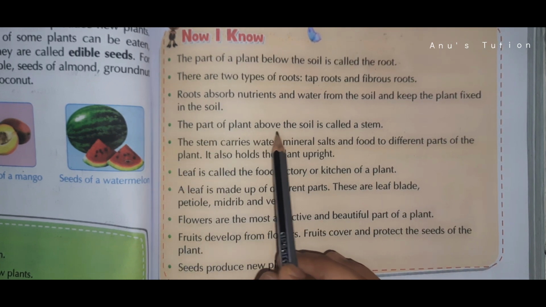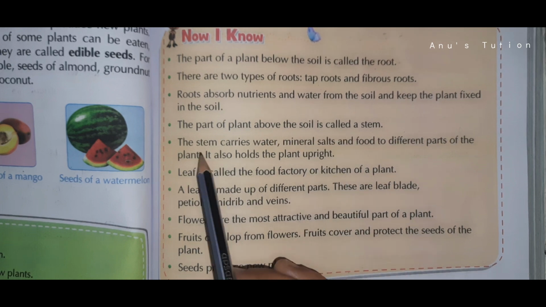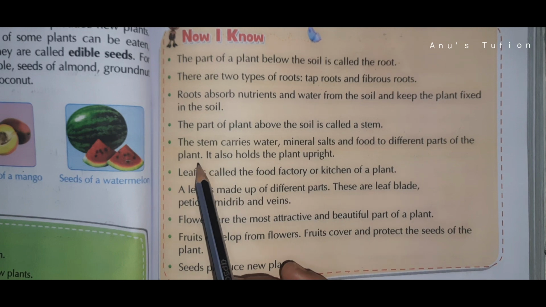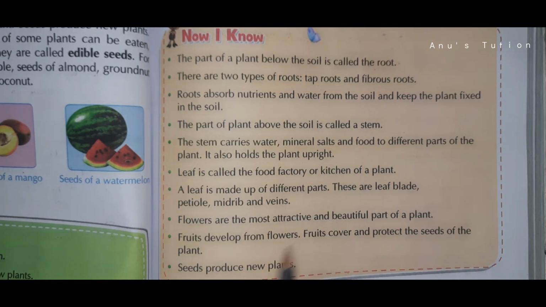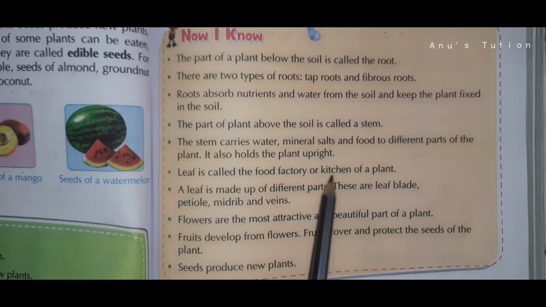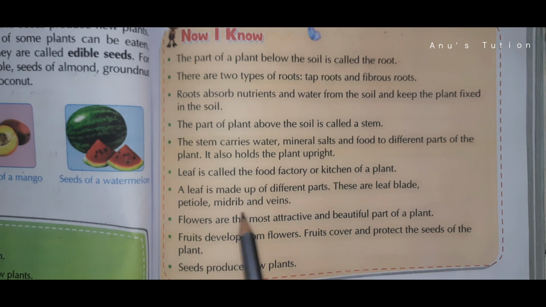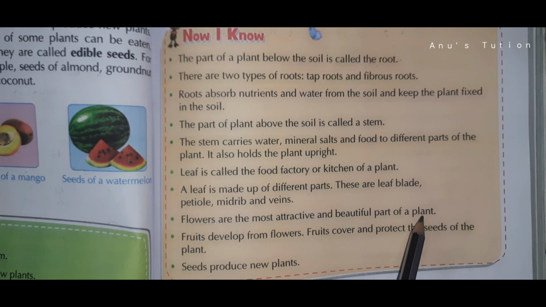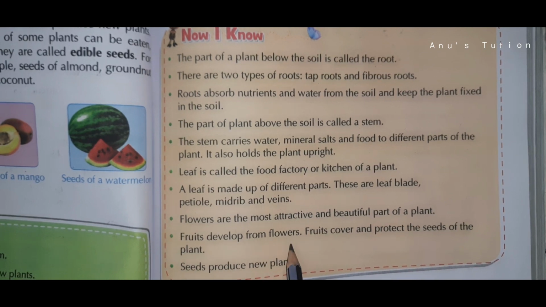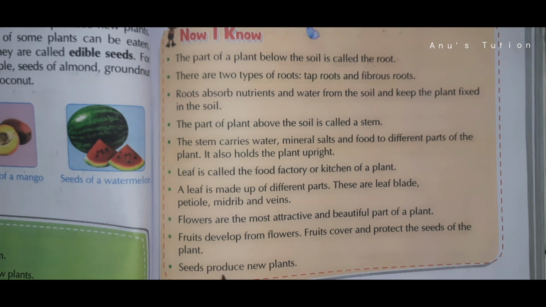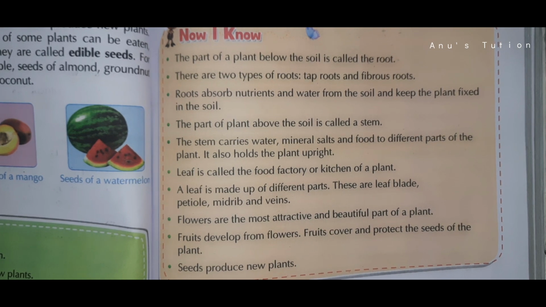The part of a plant above the soil is called a stem. The stem carries water, mineral salts and food to the different parts of the plant. It also holds the plant upright. Leaf is called the food factory or kitchen of a plant. A leaf is made up of different parts. These are leaf blade, petiole, midrib and veins. Flowers are the most attractive and beautiful part of a plant. Fruits develop from flowers. Fruits cover and protect the seeds of the plant. Seeds produce new plants.